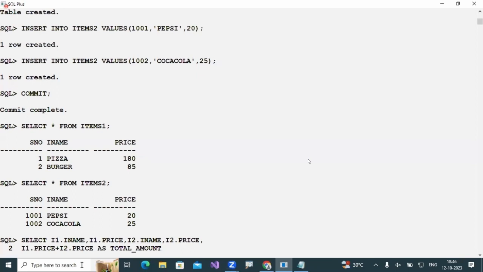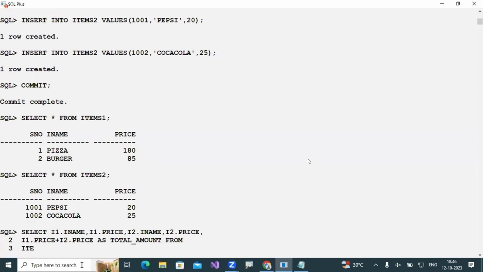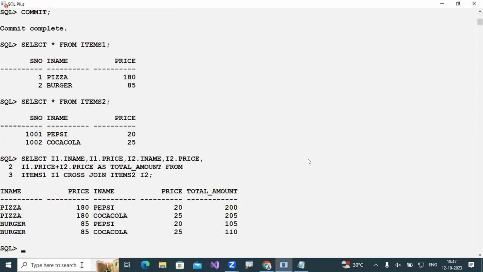Total amount as what? Alias name. Column level alias. Okay. Then after from, what are my tables now? Items 1, I1 is a table alias name. Which join? Cross join items 2 I2. Okay, now so this is the logic I designed. And now the combos are, check it out.